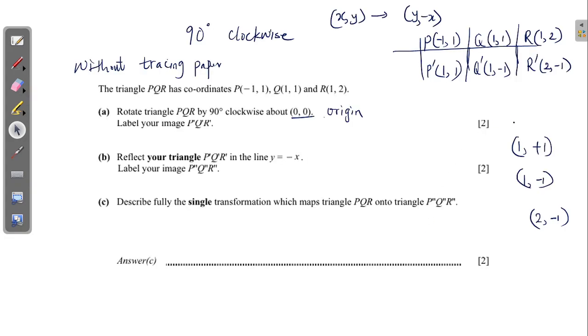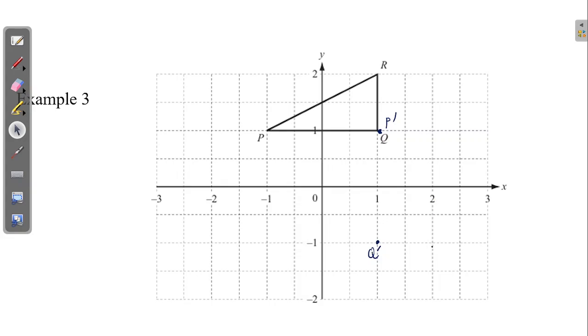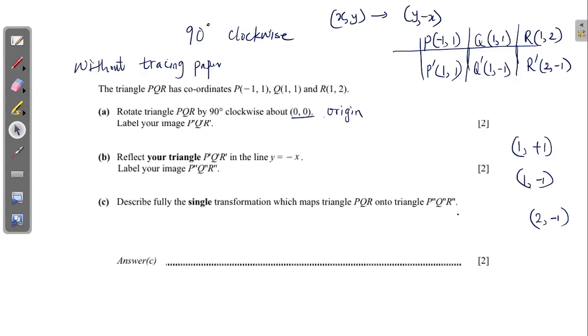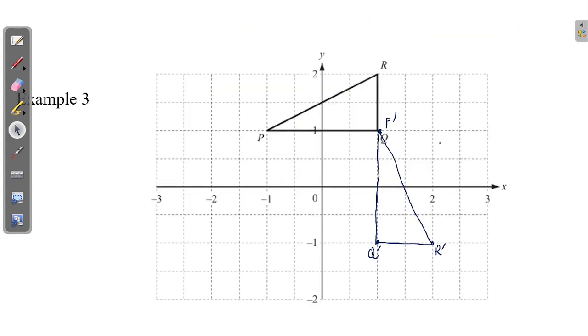Then my arrow prime is (2, -1). (2, -1) is right here. So this is my arrow prime. So just connect the points with a line. So this is the rotated triangle. Now you can see that I did this without using a tracing paper. All right. So I applied the rotation law. Okay. So this is the first one.